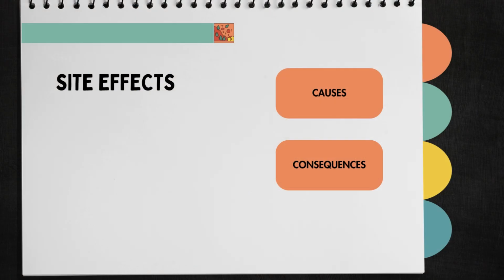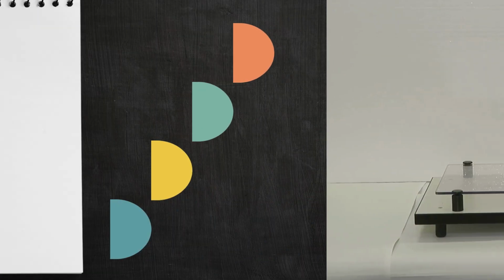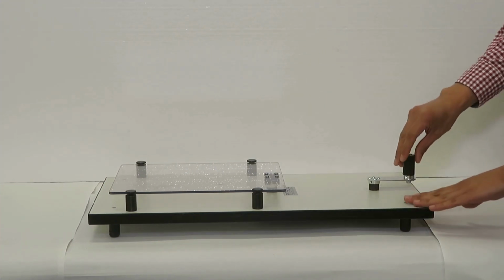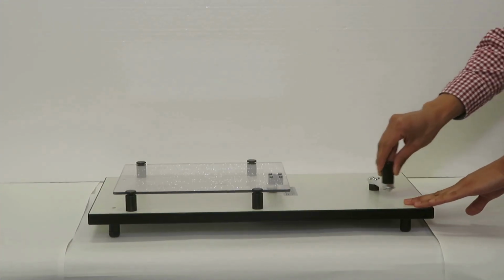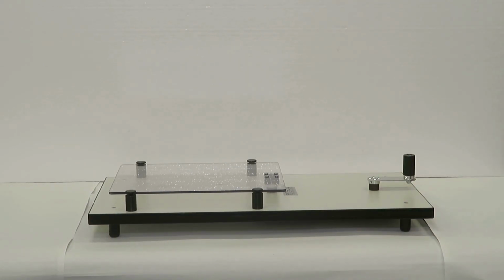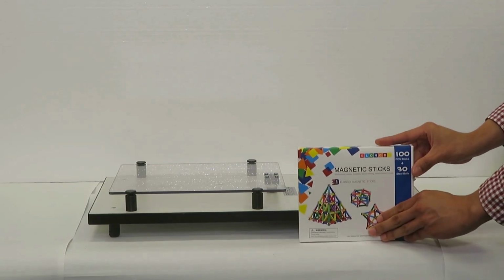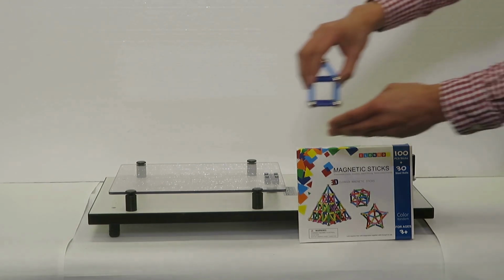Now that we understand what site effects are and the consequences they have, let's do a demo to internalize these concepts. For this demo, we will need a manually operating shaking table. In this case, we're going to use the Easy Shake Table from Pitsco. As an alternative, a link is provided in the description with a video of how to build your own shake table with widely available materials.